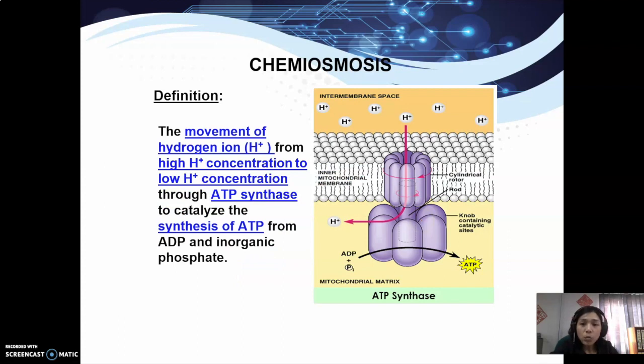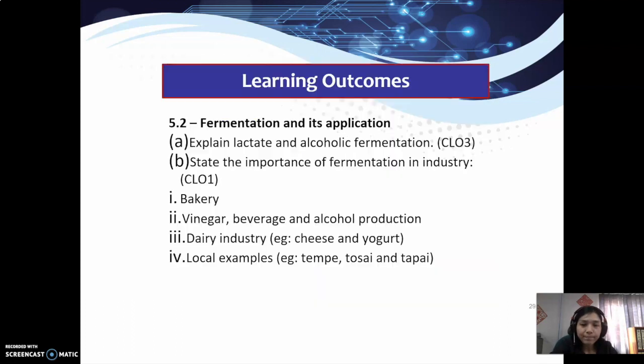While chemiosmosis means the movement of hydrogen ions from high hydrogen ion concentration to low hydrogen ion concentration through ATP synthase, a kind of enzyme that catalyzes the synthesis of ATP from ADP and inorganic phosphate. So the details of the process you will learn in the tutorial later.